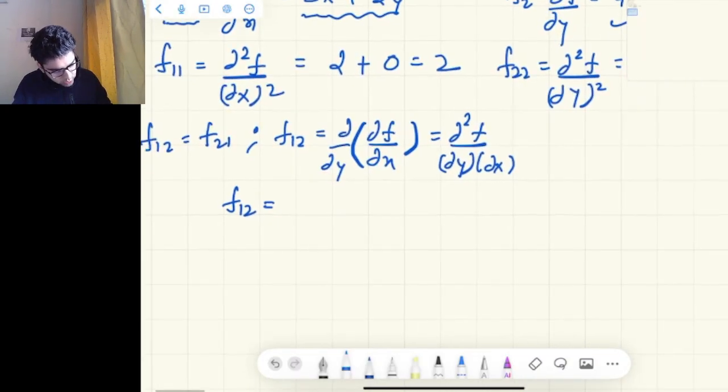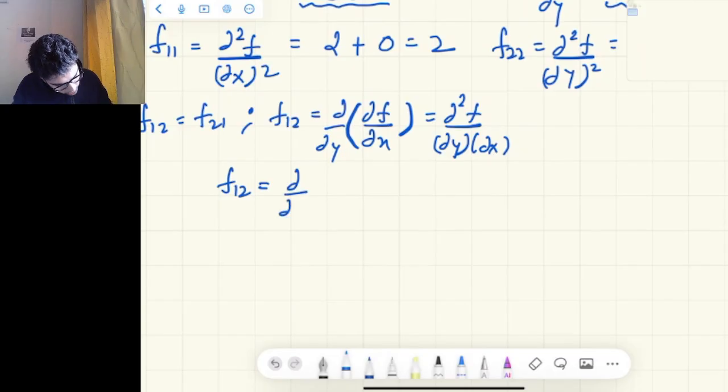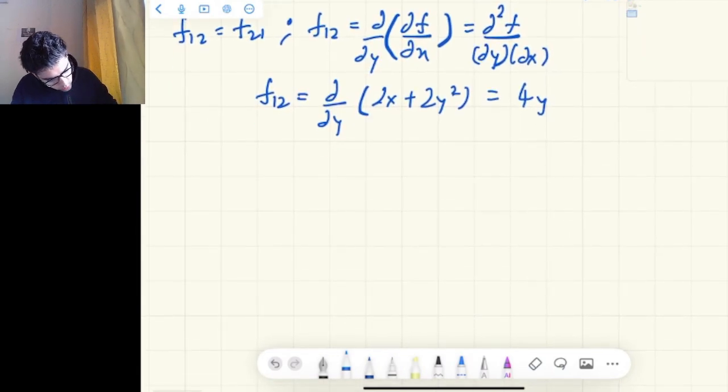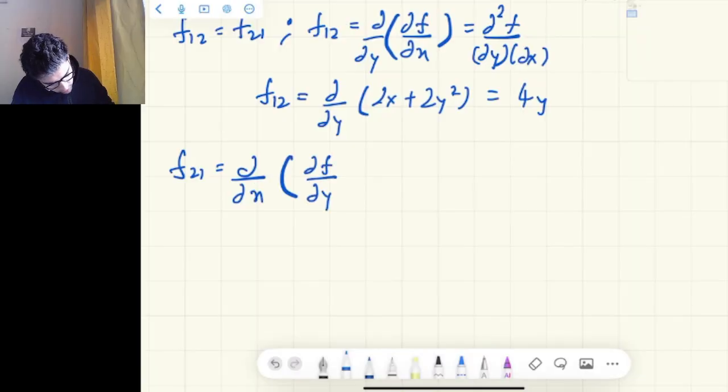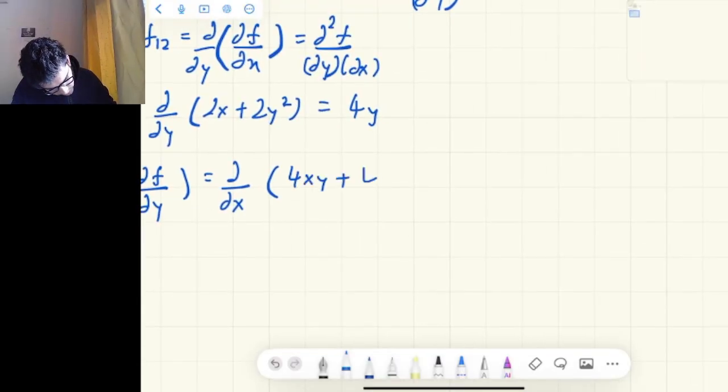So this is the function. So I need to just find the partial derivative of this with respect to Y. So del by del Y, and this was 2x plus 2y square, which gives me 4y. And F21 now. So F21 is del by del X with respect to del F by del Y. Now del by del X and del F by del Y was F2, which was 4xy plus 4y. Now the partial derivative of this with respect to x. So this will give me 4y plus 0, which is 4y.